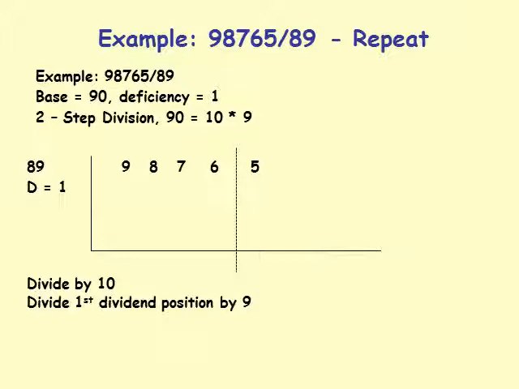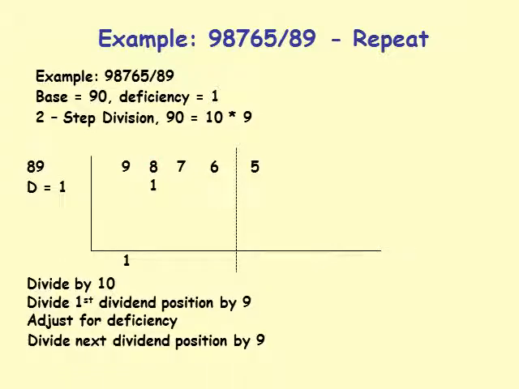Now we have to divide by 9. My second division is 9. So I would divide this dividend digit position by 9. So I got 1. The adjustment due to deficiency is this one times the dividend position. Adjust for deficiency, so I got 8 plus 1. I got 9 here now, in the second position here also, 9.